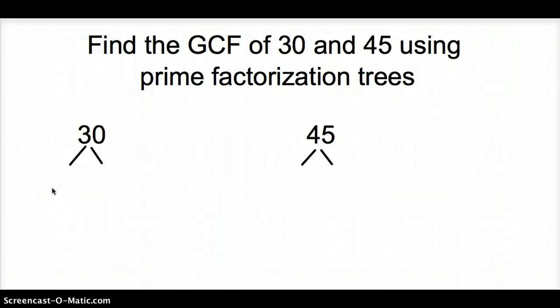We want to find the greatest common factor of 30 and 45 using prime factorization trees. First, we'll make the tree for 30. So 30 can be written as 6 times 5.